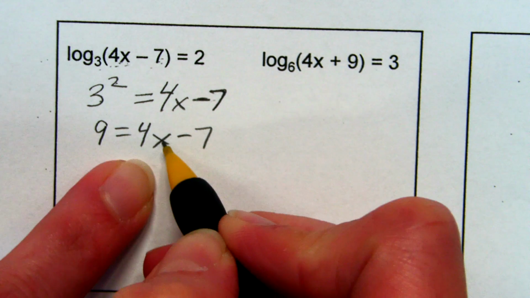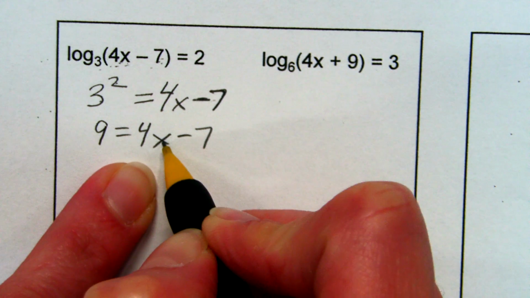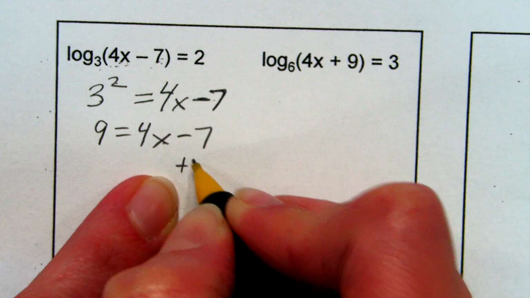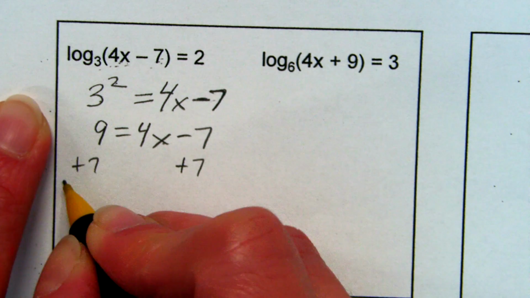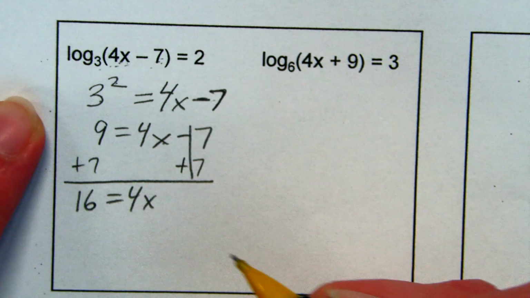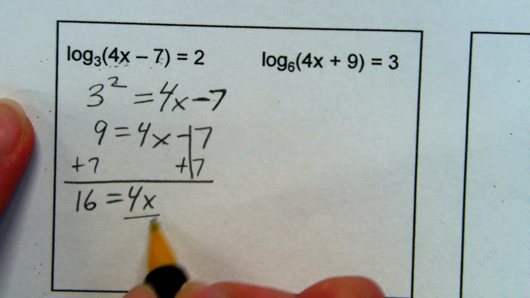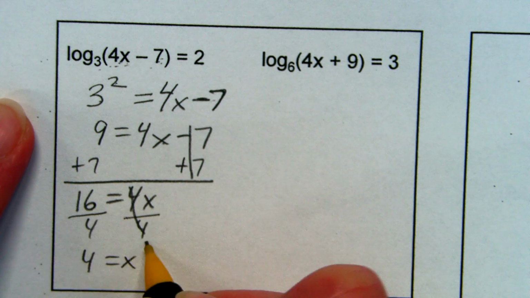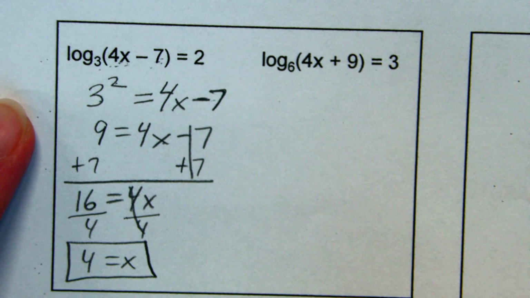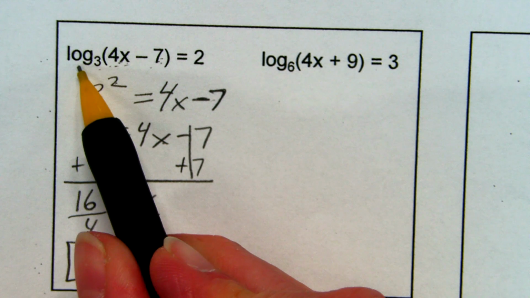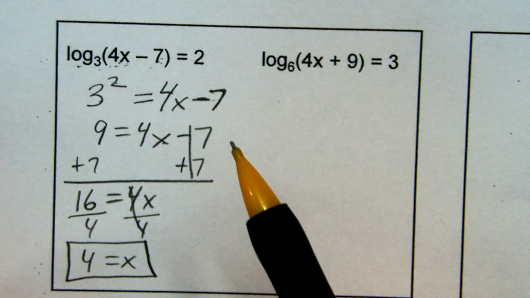So we're trying to get x by itself. You first undo the adding and subtracting. So I have minus 7, so add 7 to both sides. You get 16 equals 4x. We divide by 4, and you get 4 equals x. And so then that's the answer. So if you just have one log in the whole equation, that's how you do it.